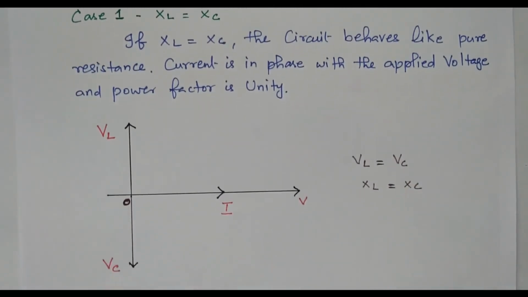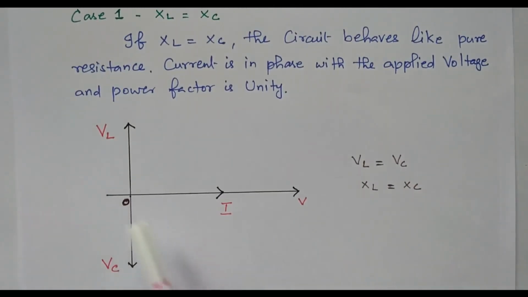Based on that, the phasor diagram is available. The current is here. This is the voltage across the inductor and this is the voltage across the capacitor. Both are equal and both are cancelled, so only the resistor voltage is available. VL equals VC, since XL equals XC. So the voltage and current are in phase with each other. It is simply a resistive circuit. There is no phase angle, so the power factor is also 1. Now we'll go to the second case.